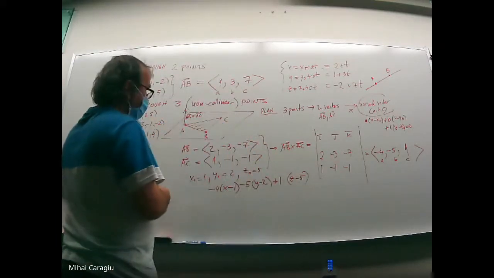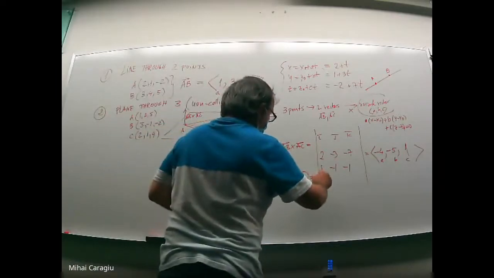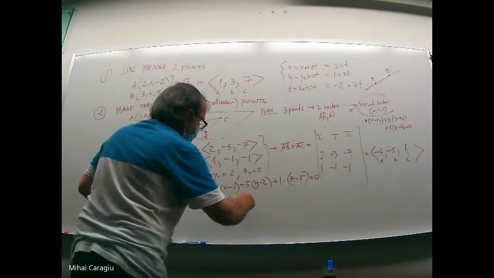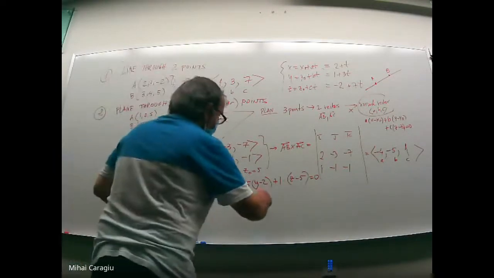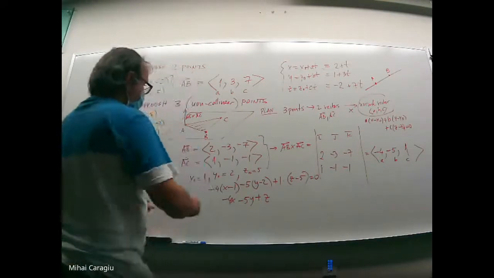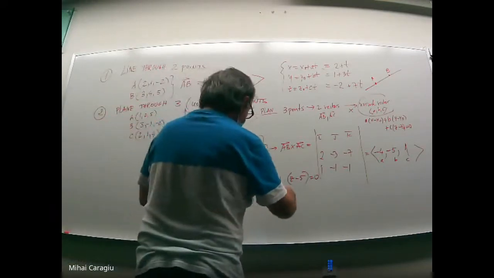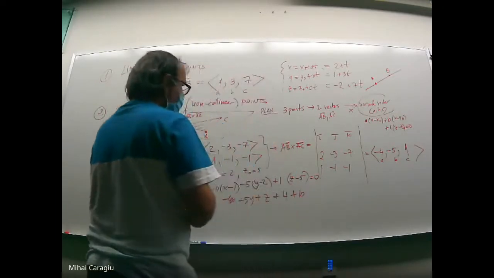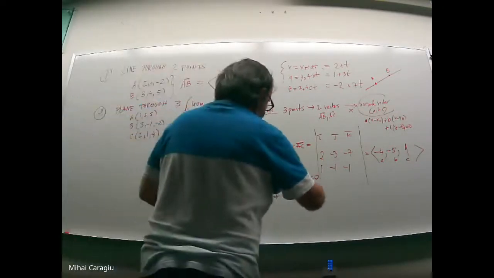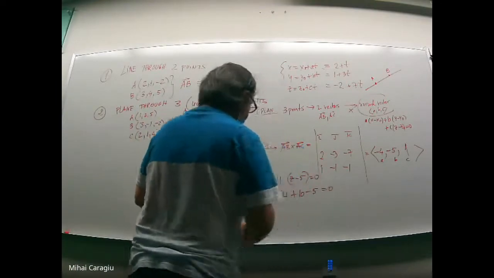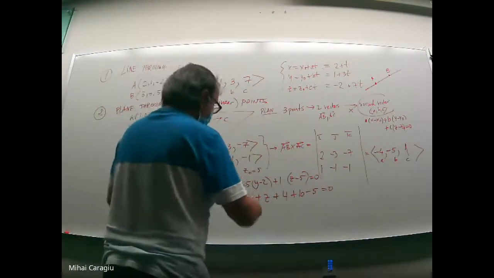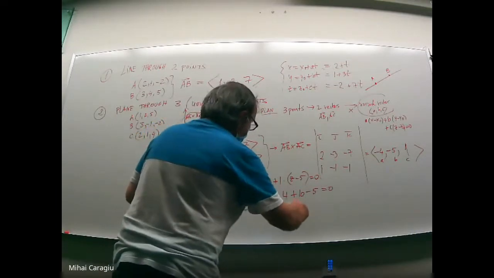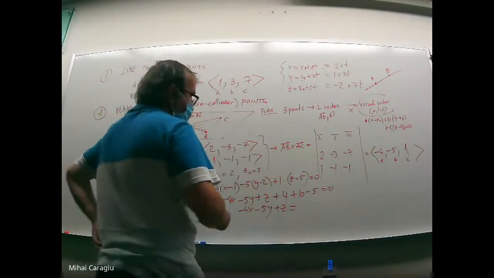So x0, y0, 0 equals 0. Open a parenthesis, we get minus 4x minus 5y plus z. Then if you open this one, plus 4 plus 10, then minus 5 equals 0. So that means minus 4x minus 5y plus z equals minus 9.